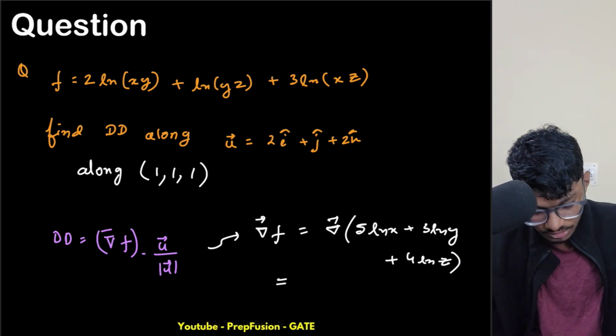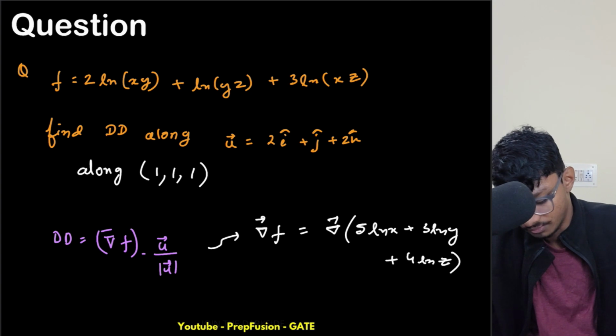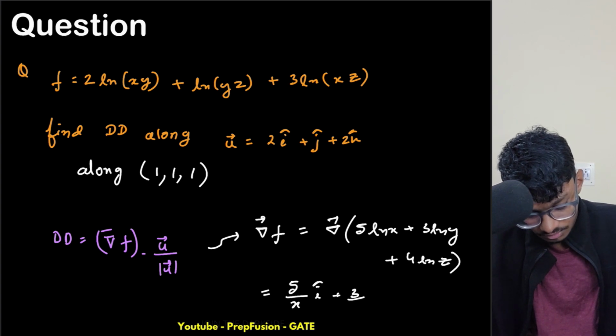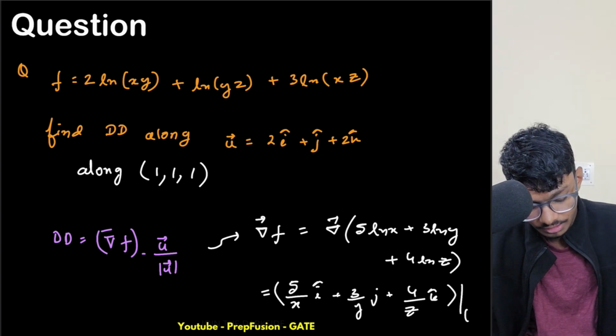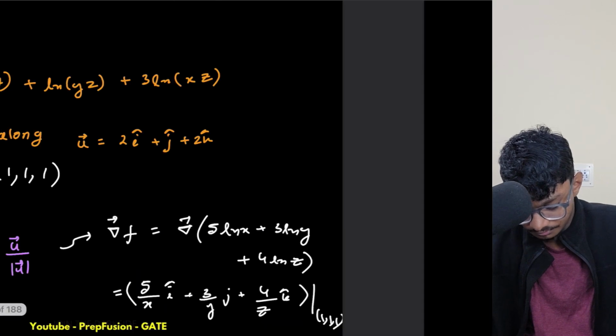Now simply I can take the gradient of this. So this will be 5 upon x i cap plus 3 upon y j cap plus 4 upon z k cap. Just to simplify things, we have to put the point x, y, z equals 1 comma 1 comma 1. So it is 5 i cap plus 3 j cap plus 4 k cap.